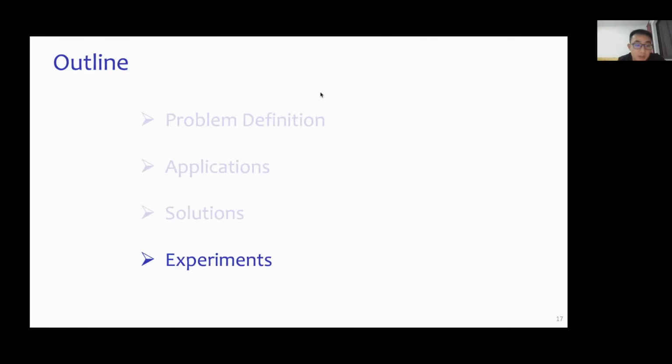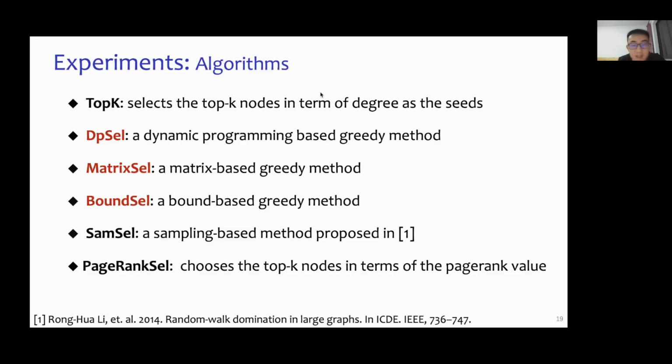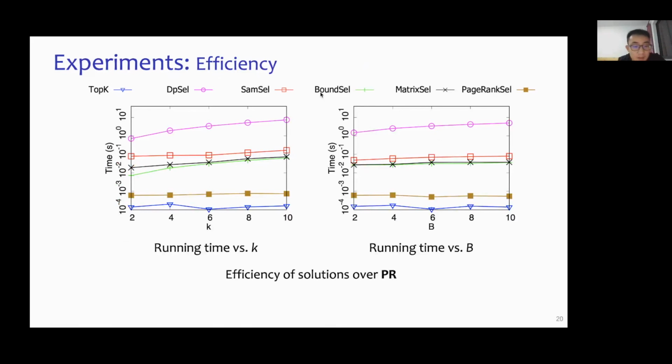Finally, we show our experiment results. We use 9 real-world datasets in our experiments. We compare 6 algorithms. DpSel, MatrixSel, and BoundSel are the methods proposed in this work. Here, the pictures show the efficiency of solutions over the probability-aware random walk model. We found BoundSel and MatrixSel consistently beat SamSel and DpSel on all datasets.